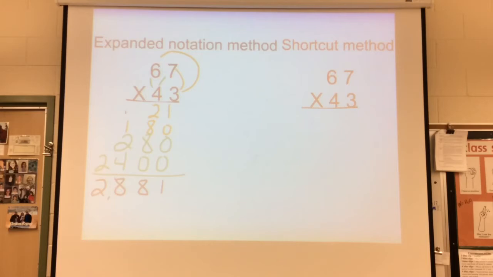Okay, now for the shortcut method, I'm going to start the same way. I'm going to multiply 3 times 7, and that is 21, except I'm not going to write it that way. I'm going to write it down here like this. So 21 is 2 tens and 1 one. Now I'm multiplying 3 times the 60, which is 180, or 18 tens. But remember that I've got 2 more tens sitting right here. So 18 plus 2 would be 20 tens.